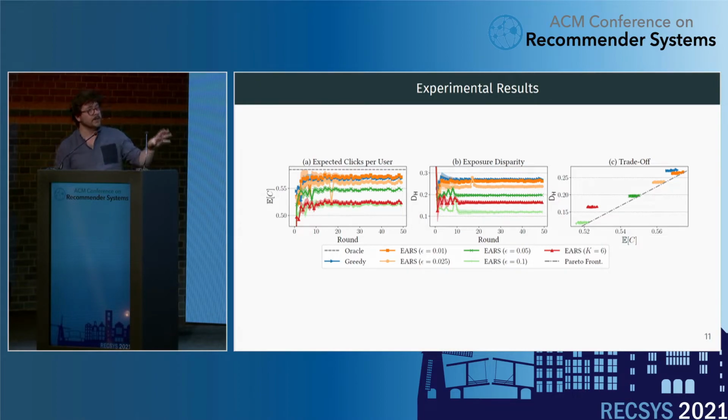And the plot on the right is showing a trade-off between clicks and fairness. We see that the red dots there are not on the Pareto frontier. This means that when you don't personalize how you do this exposure-aware arm selection, there is a very simple way to get more fairness for the same amount of clicks, or more clicks for the same amount of fairness.